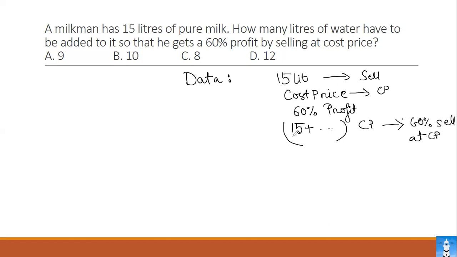Now, whatever milk or water you are adding to the milk, this total amount of liters, you are selling it at cost price per liter, of course. And by selling that, you are making 60% profit. That's all this problem is saying.